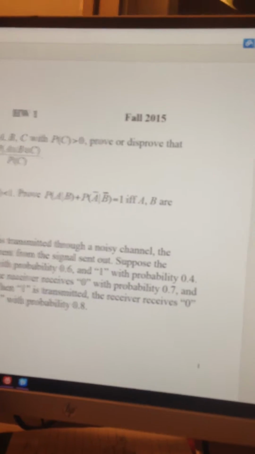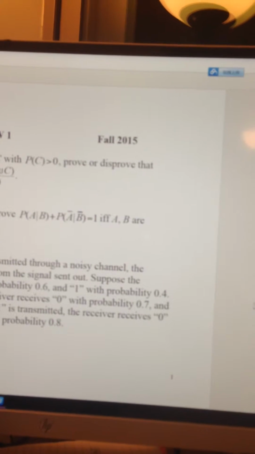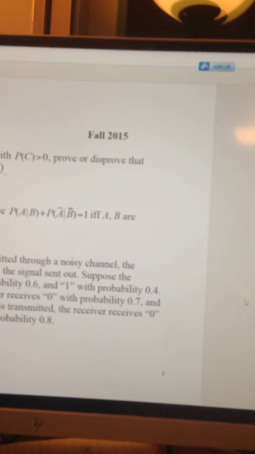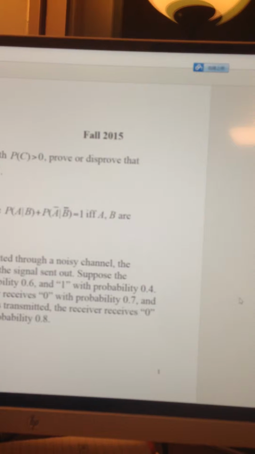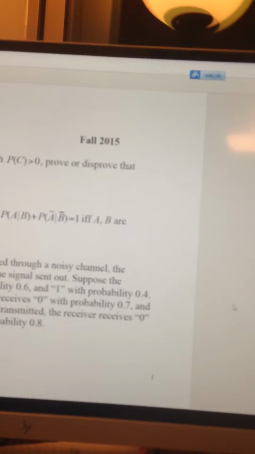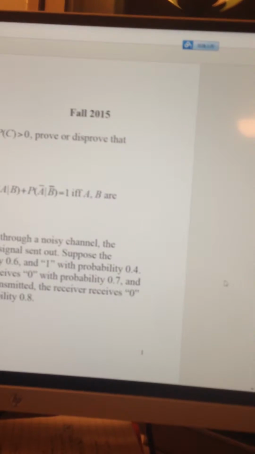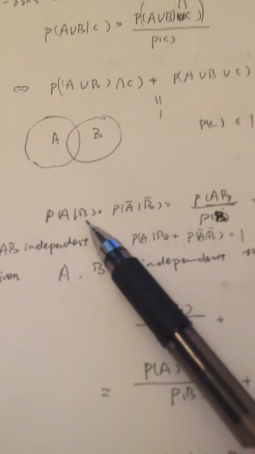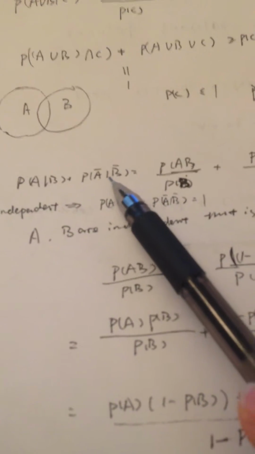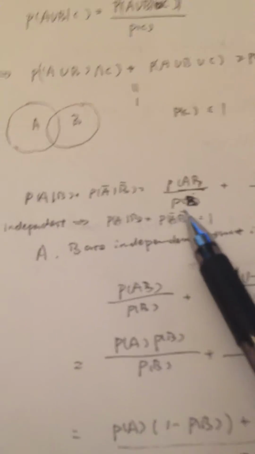First things first, one of the tools we might use is conditional probability, and I'm going to use its definition to write this part. So the probability of A under the condition B, and the probability of not A under the condition of not B, go like this.